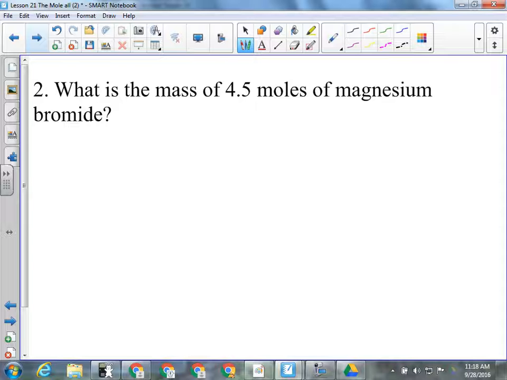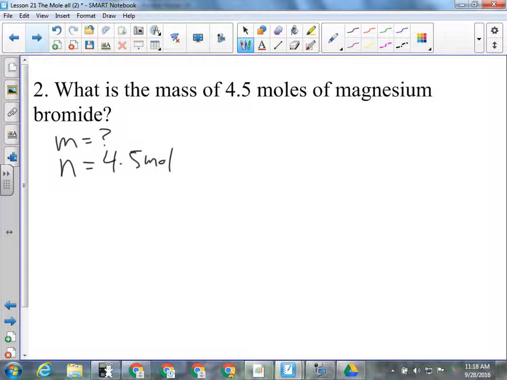Write that one down. I'm going to show you how this one works. Like I said, there's only 4 ways I can ask you a mole equation question. I'm going to go over all 4. I probably won't get through all 4 today. Yes, we are solving for little m in this one. What is the mass? So mass is little m. That's the thing that's unknown. Of 4.5 moles, that's N, of magnesium bromide.